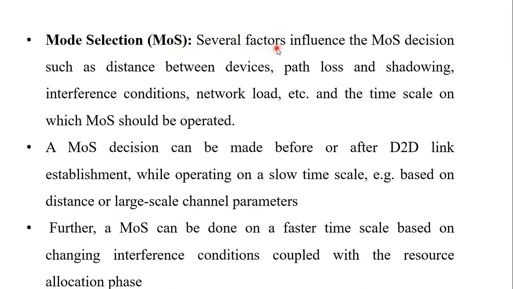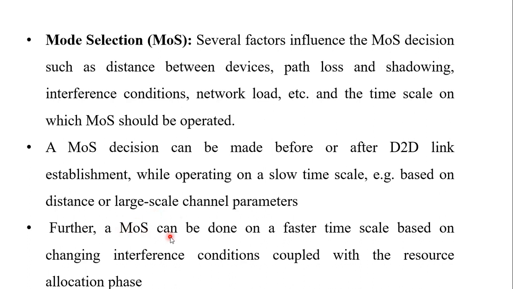Several factors influence the mode selection decision, such as distance between the devices, path loss and shadowing, interference condition, network load, etc., and the time scale on which MOS should be operated. A MOS decision can be made before or after the D2D link is established. That is, mode selection can also happen before or even after the device to device link is established while operating on the low time scale, for example, based on distance or large scale channel parameters.